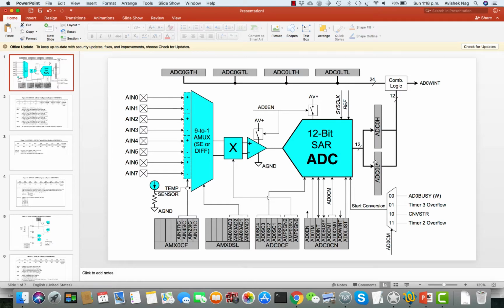Dear students, welcome to the introduction of your lab 4. In your lab 4, you are supposed to work with the analog to digital converter that's inherent in your Silicon Lab chip that you are using so far in your labs.